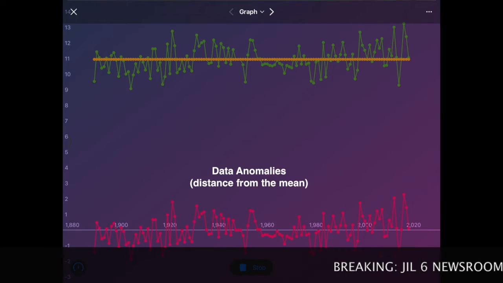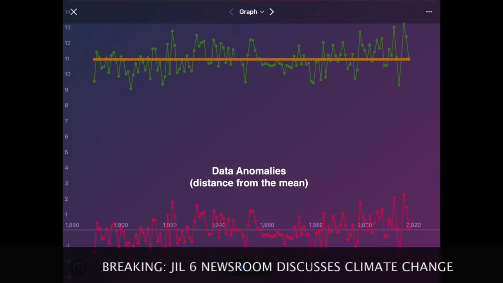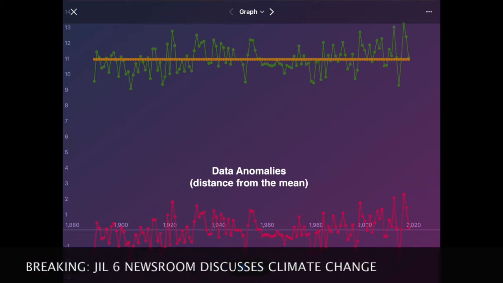An anomaly is the positive or negative distance of a given data point from the mean. So, in this graph, the anomaly is how far the green point is from the gold line. The anomalies for this temperature data are shown in red.